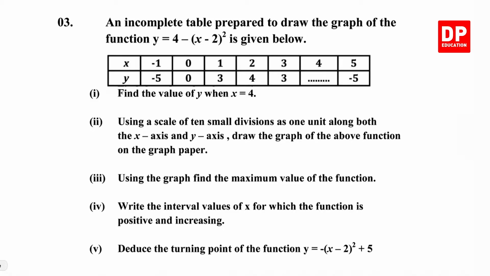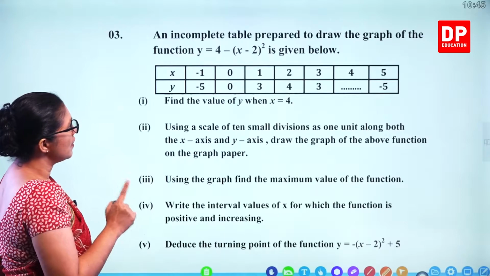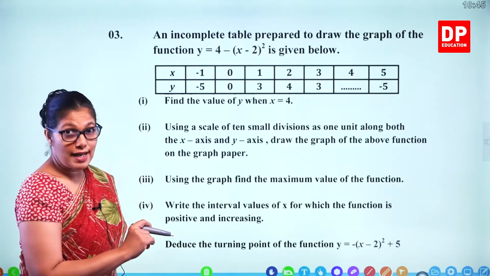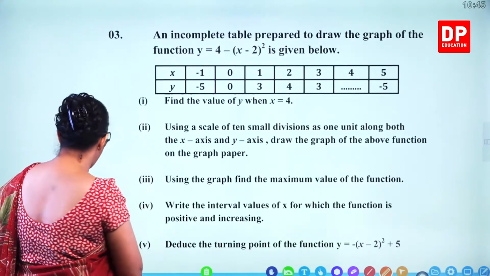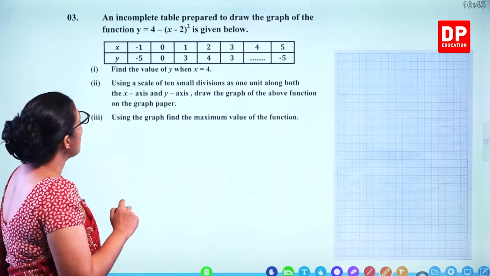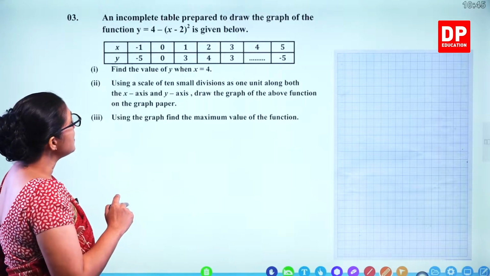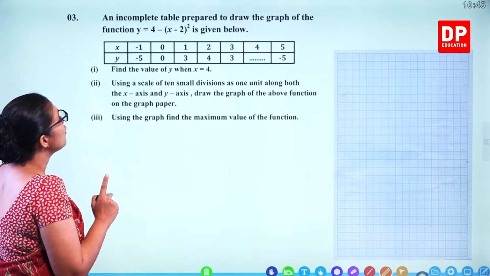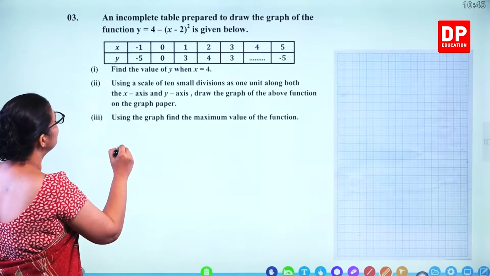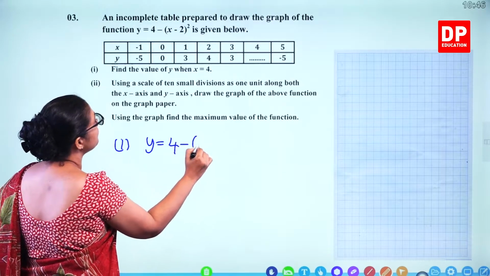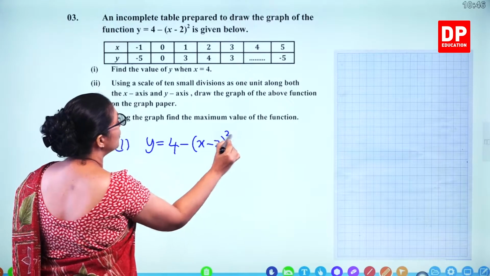Let's take question number 3. This is about quadratic graphs. So you have to first fill the table and then draw the graph and answer the following questions related to the graph. An incomplete table prepared to draw the graph of function y equals 4 minus (x minus 2) squared is given below. Find the value of y when x equals 4. That's substitution. You substitute x is 4.